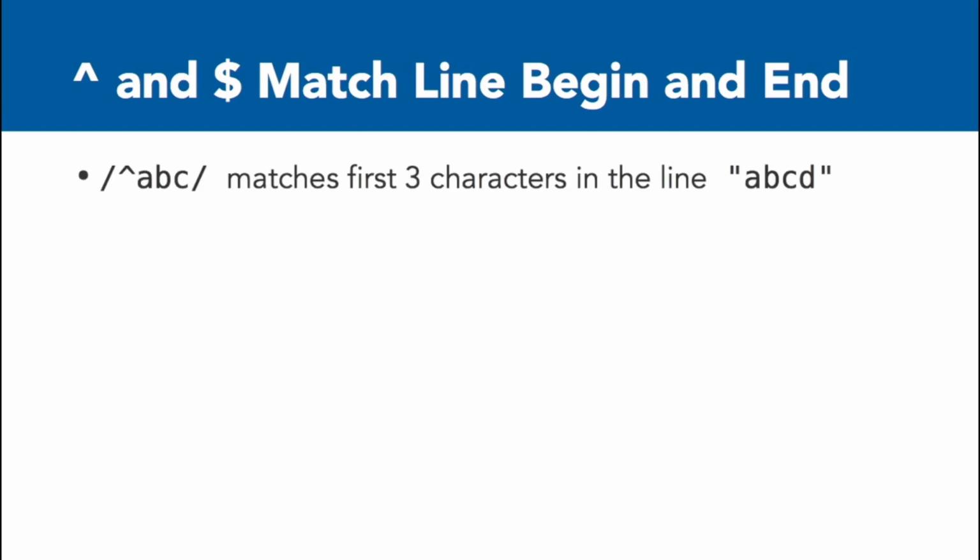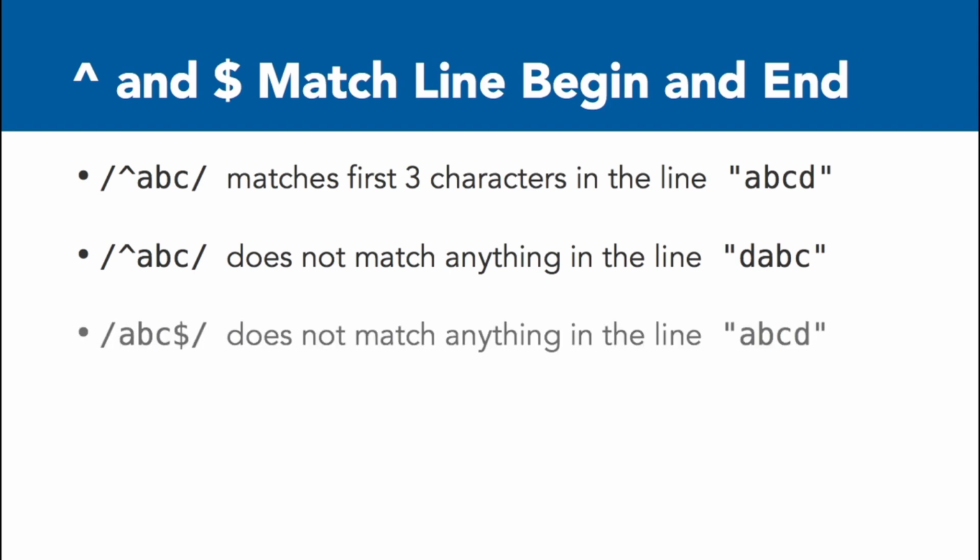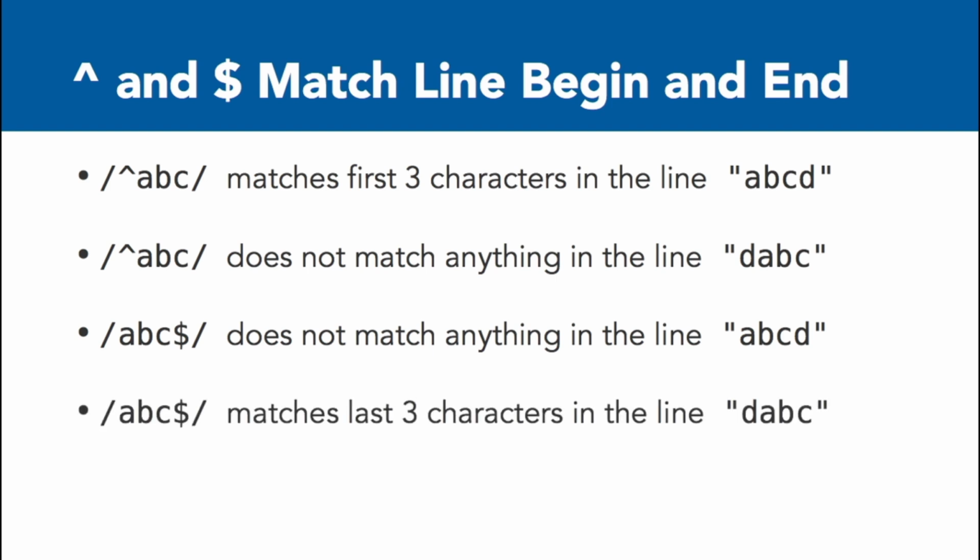The caret and the dollar sign match the beginning and end of the line respectively, such that ^abc matches the first three characters in the line abcd. But that same regular expression, ^abc, does not match anything in the line dabc because the first characters of the line are not abc. abc$ similarly does not match anything in the line abcd because the dollar sign specifies the end of the line. So this will only match a line that ends with abc, which abcd does not. But in the line dabc, that abc$ matches the last three characters, the abc, at the end of that line.